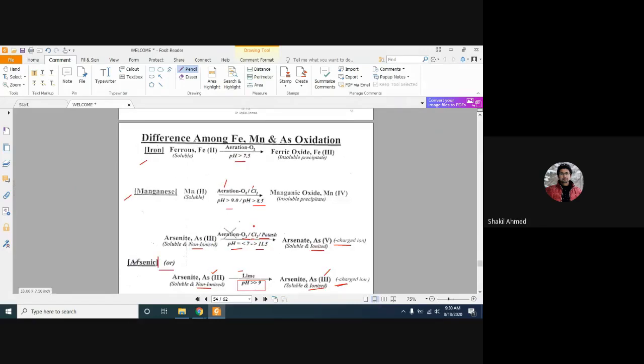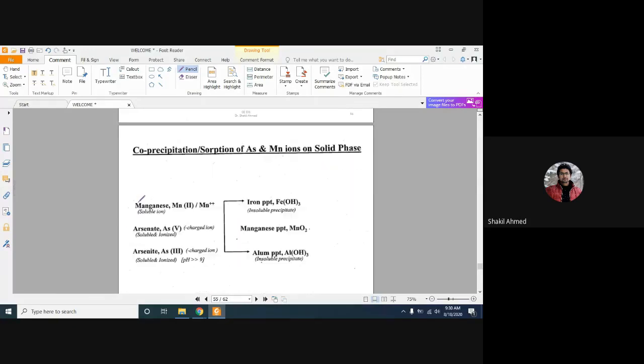So this is a good figure which shows the similarities and differences among the removal of these three types of elements from water. Okay, clear? Clear, guys?